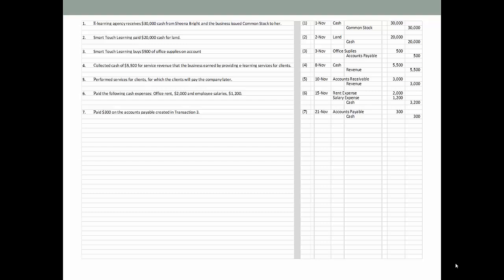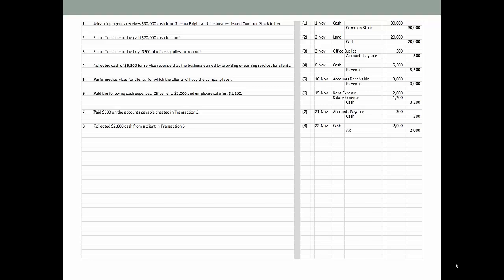Next, we paid $300 on the accounts payable that was created in transaction 3. This involves accounts payable and cash. Accounts payable is going down. Accounts payable is increased with a credit, so when we're paying down accounts payable, or reducing it, we must record a debit. And since cash is going down and we decrease an asset account with a credit, we're going to be crediting cash.